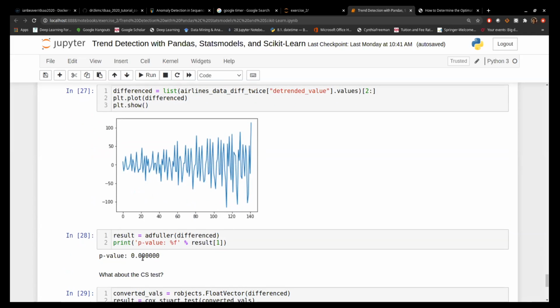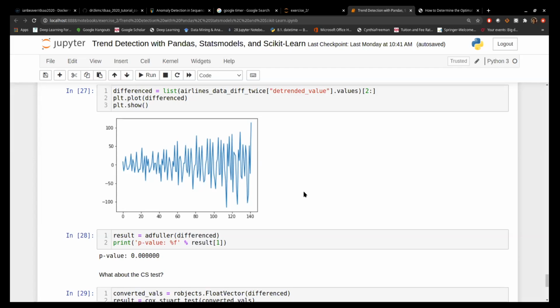I know it shows a bunch of zeros here, but if I were to print out more, you would actually see a very small value. Now, the p-value is less than 0.05, so we would reject the null hypothesis. There is no stochastic trend. We have differenced and detrended.